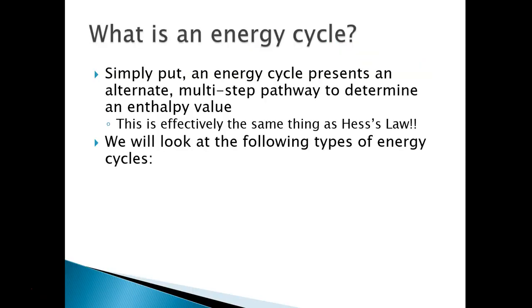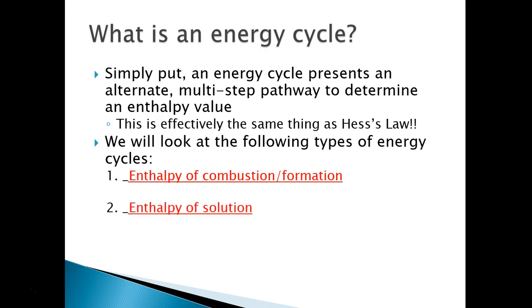First, what is an energy cycle? So an energy cycle is just an alternate multi-step pathway to determine an enthalpy value. This is the same thing as with Hess's law, where we took multiple equations and added them up to get an overall equation. Then, to get the enthalpy for that equation, we could add all the enthalpies of the equations we added in the first place. Okay? So we're going to look at the following types of energy cycles. We're going to look at enthalpy of combustion and formation, enthalpy of solution, and Born-Haber cycles.